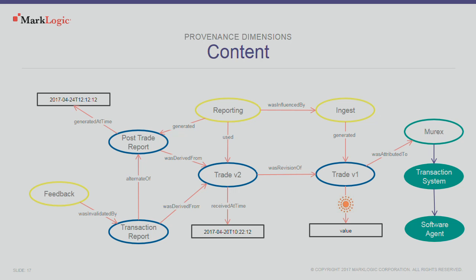So you can see here that trade 2 was a revision of trade 1. We actually generated these transactions and a post-trade report that I don't think we have talked about before off of trade 2. We even have that some feedback was invalidated by the transaction report. I'm not sure what all of that's about. But we can also say that, well, where did this post-trade come from? Well, it was derived from trade 2, was a revision of trade 1. It came from Murex. Murex is a type of transaction system. It's a type of software agent.